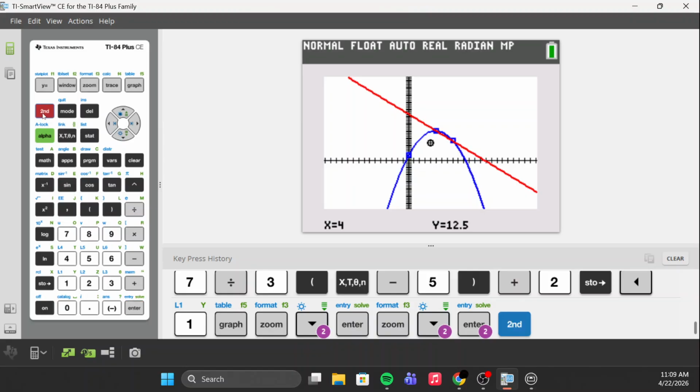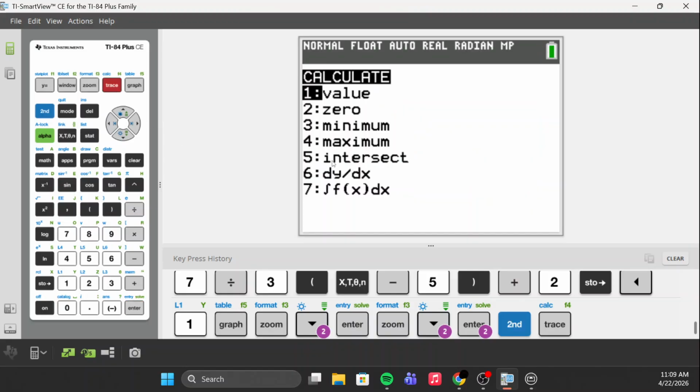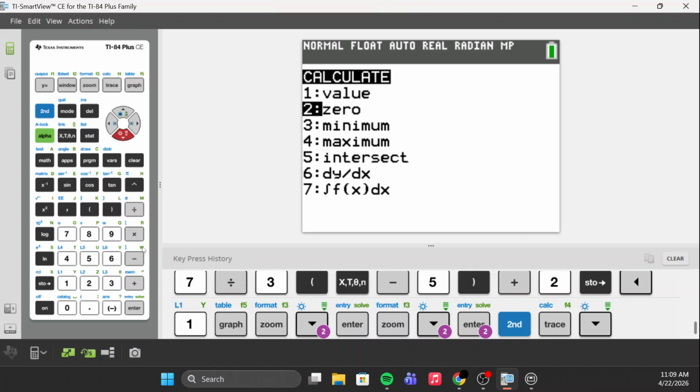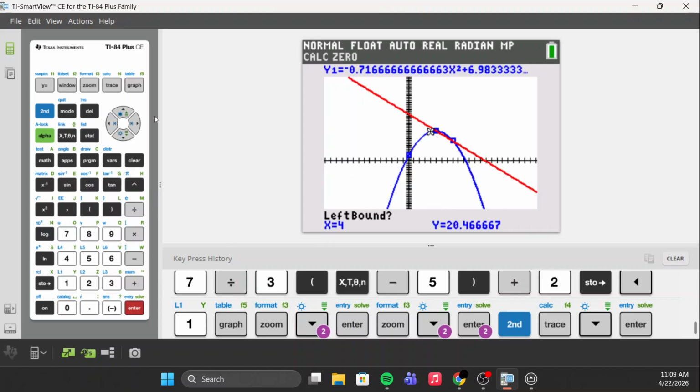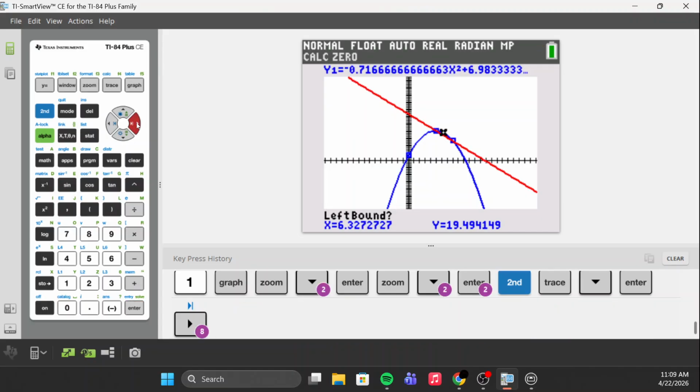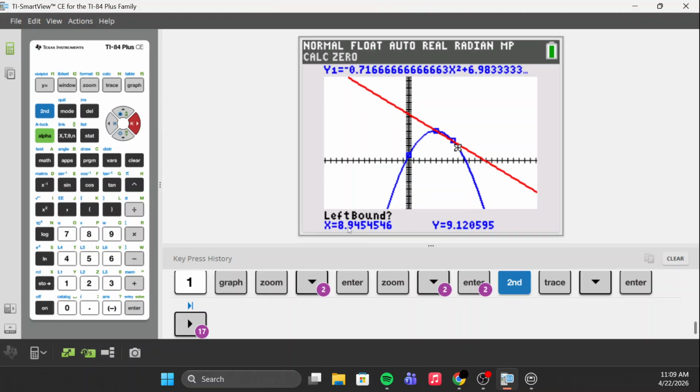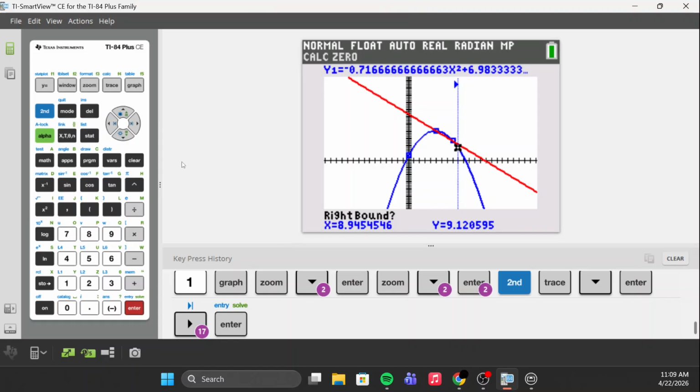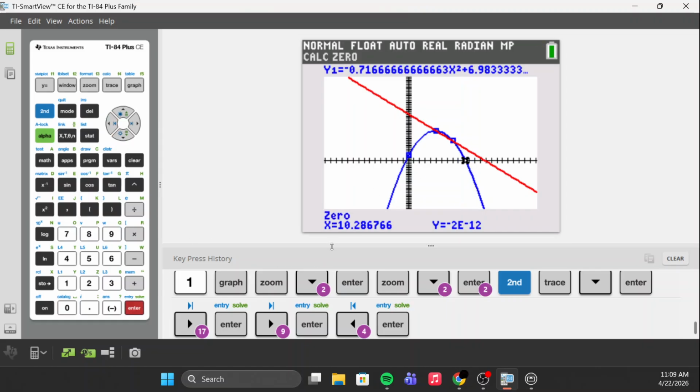To find that, you can go to second trace. This will give you a bunch of options. I want to find the 0. When is it crossing at 0? You can use these arrows. It's going to say left bound, so I want to go left of where it's crossing, hit enter. It's going to say right bound. I want to move the arrows to the right of where it crosses, hit enter, and then it's going to say guess. I want to put this around where it's actually crossing. So it's going to hit 0 at about 10.2867.